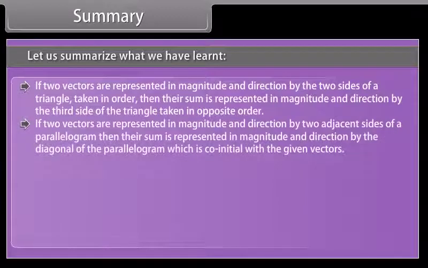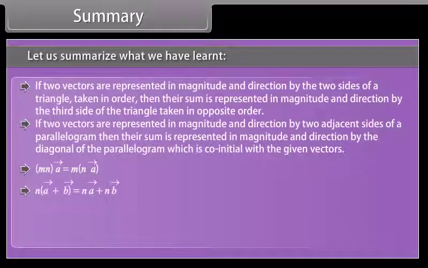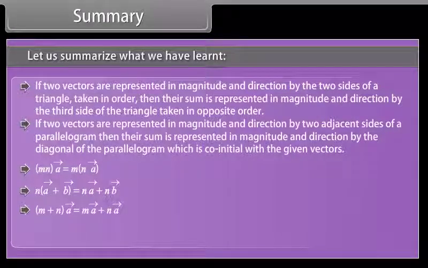If two vectors are represented in magnitude and direction by two adjacent sides of a parallelogram, then their sum is represented in magnitude and direction by the diagonal of the parallelogram, which is co-initial with the given vectors. mn vector A equals m into (n vector A). n into (vector A plus vector B) equals n vector A plus n vector B. (m plus n) into vector A equals m into vector A plus n into vector A.